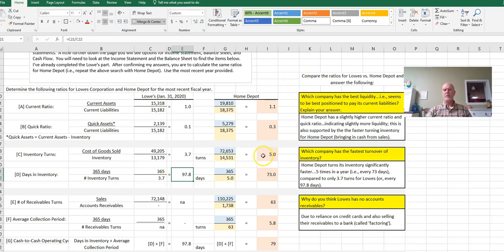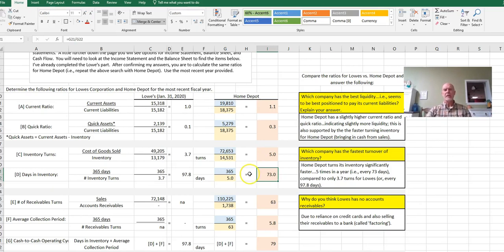By comparison, Home Depot is turning over their inventory 5 times a year, or every 73 days. So that's significantly faster than Lowe's. And so it just adds support to that earlier measure of liquidity that we were looking at. And again, is that good? You think about the inventory for Home Depot and Lowe's as being very similar. And what should that turnover be? Again, it depends on how quickly we're selling it, but also how much we are carrying.